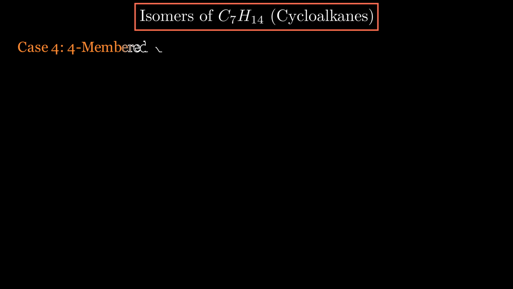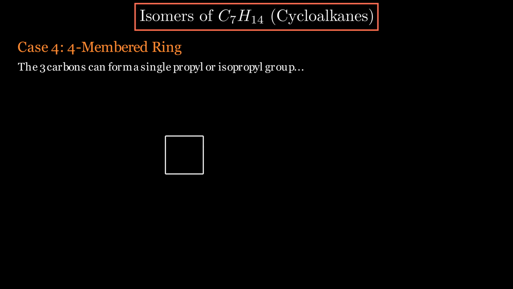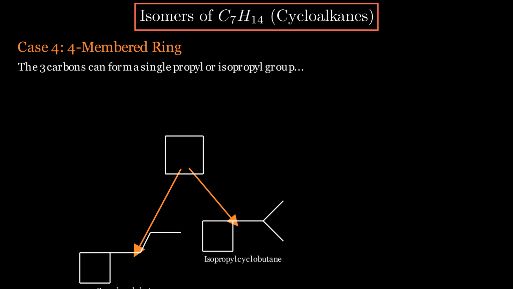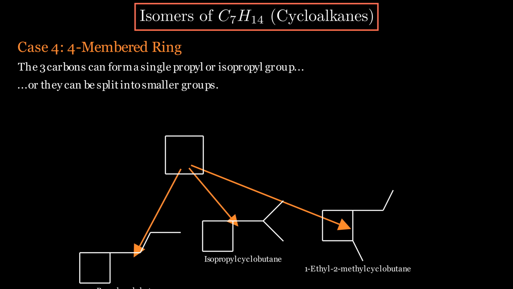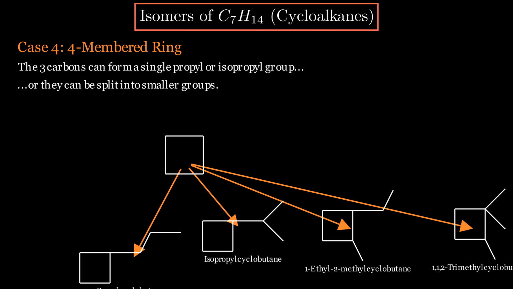Case 4, a 4-carbon ring with 3 carbons as branches. The 3 carbons can form a single propyl or isopropyl group. First, as a straight chain propyl group, or as a branched isopropyl group. The carbons can also be split into multiple branches. For example, 1 ethyl and 1 methyl group, or even 3 separate methyl groups.